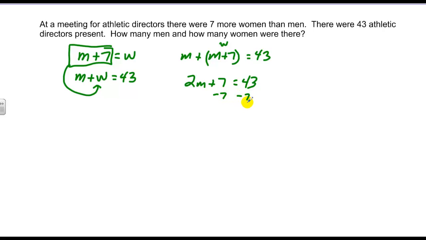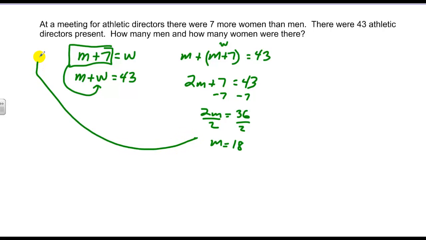Subtracting 7 from both sides, I get 2M is equal to 36, and dividing by 2 to both sides, I get M equals 18. So there's 18 men. And if I go back up here and say 18 plus 7, I get my W. That's 25 women. And I check to see there are certainly 7 more women than men. And if I add the two, I get a total of 43. So that checks out.